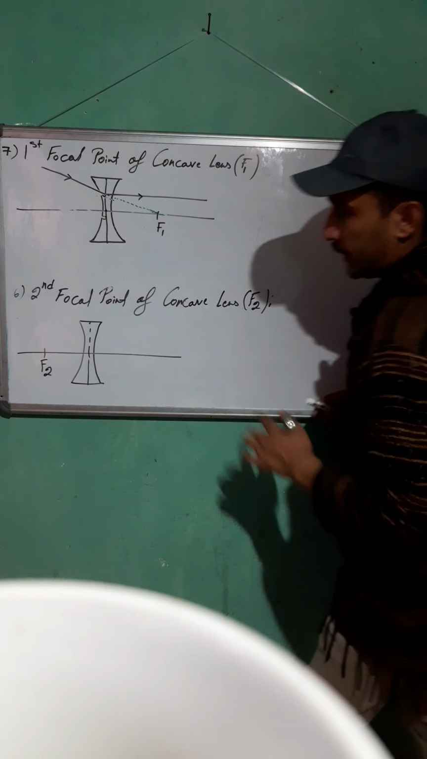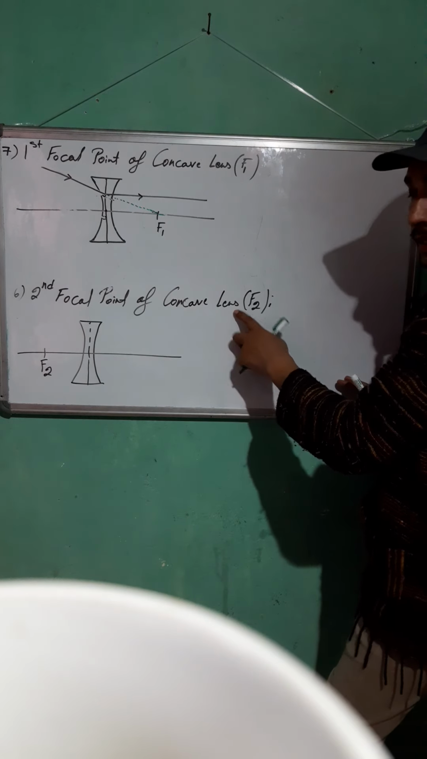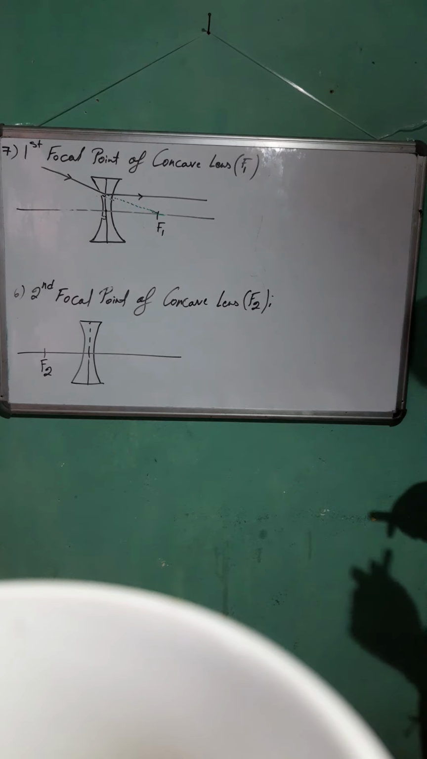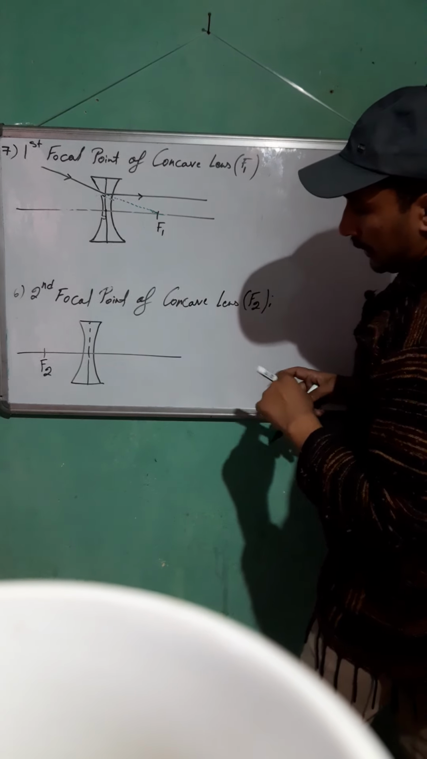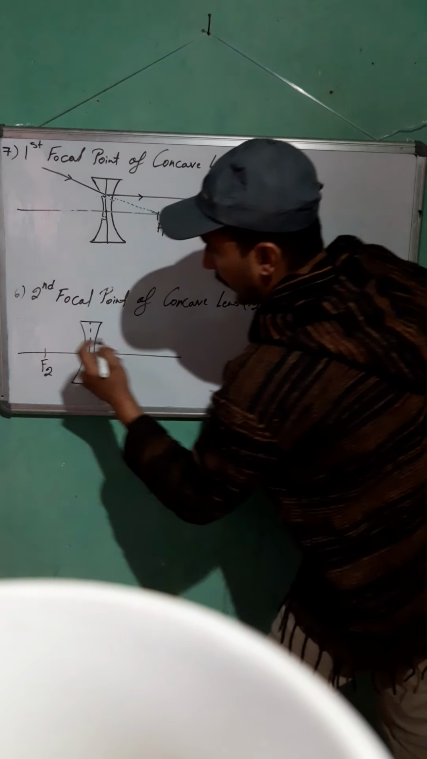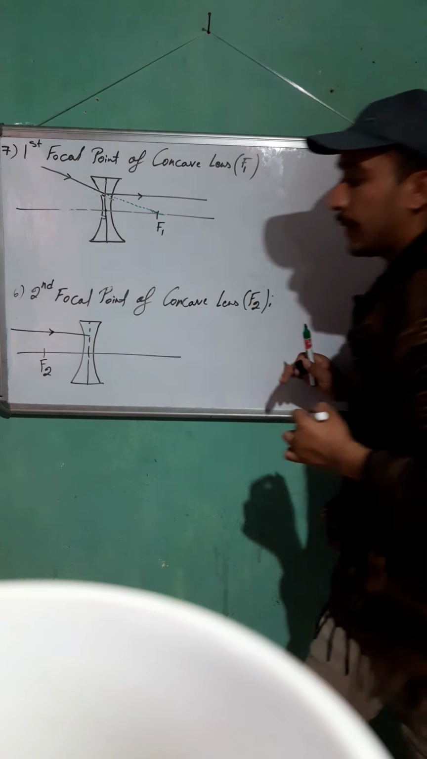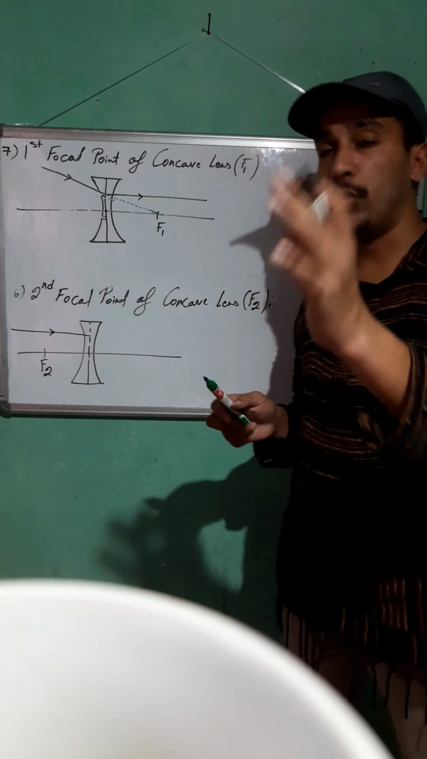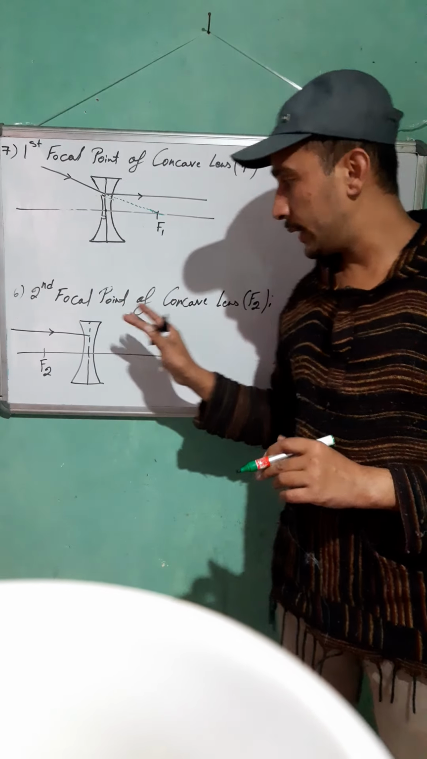So the second focal point of a concave lens is a point on the principal axis of the lens such that a ray of light coming parallel to the principal axis appears to diverge through that point. Here, it appears to diverge through that point.